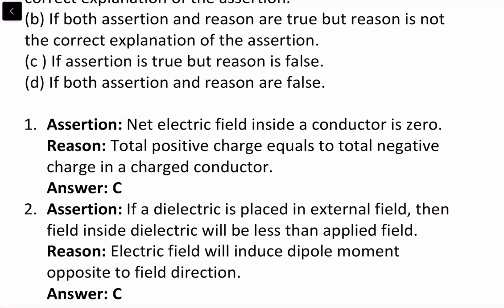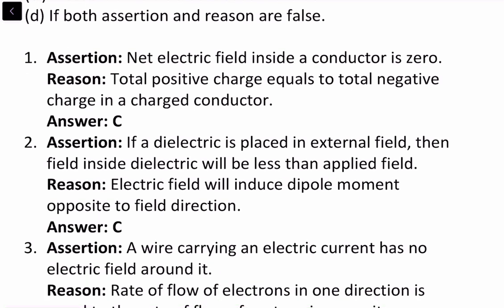Total positive charge equals to total negative charge in a charged conductor. This is not true. They said it is a charged conductor. Charged conductor means it can be a positive charge and a negative charge. It can be a positive or it can be a negative. Okay, so in this case, total positive charge equals to total negative charge. That is wrong. That means assertion is true but reason is false. So therefore, the answer is C. Okay, and after that, the next question.